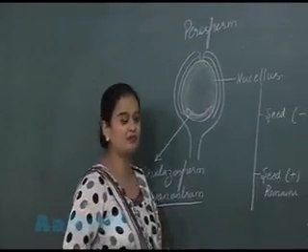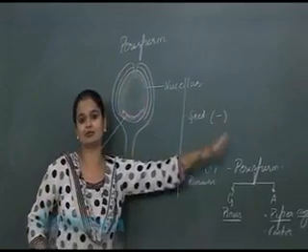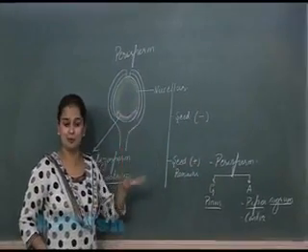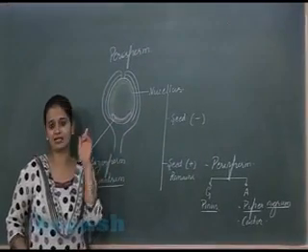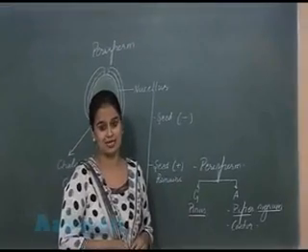Did this make sense? If the remains of nucellus are present at the periphery, what will you call it? Perisperm. And if they are present only at the lower end, the chalazal end, what will you call this structure? Chalazosperm. So this is all about this lecture.